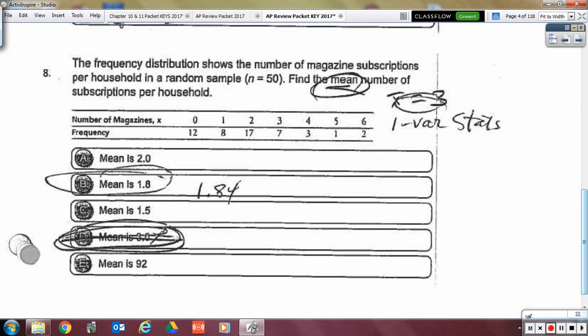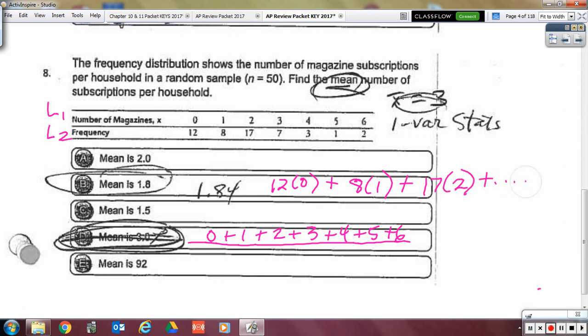And this one was another one. By the way, on this problem, if you chose D, then that tells me you are not doing the calculations in your calculator correctly. If you chose D, then you're just doing one variable stats of list 1 alone. All that you're averaging is 0, 1, 2, 3, 4, 5, and 6. But you have to do list 1 with list 2's frequency because there are 12 zeros and there are 8 ones and there are 17 twos and so on that you have to average.